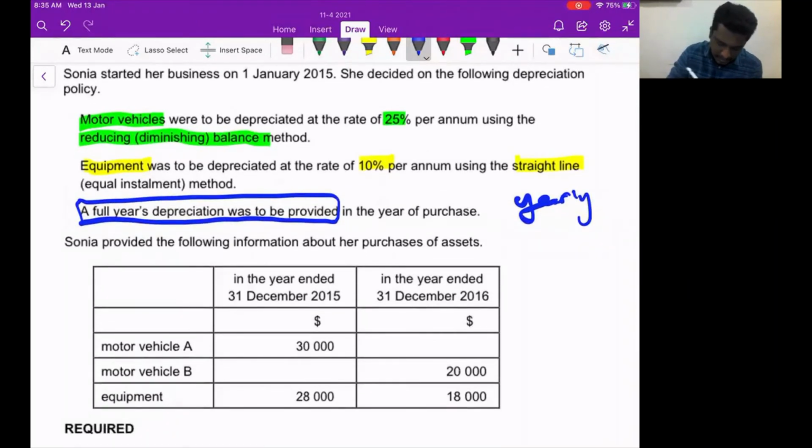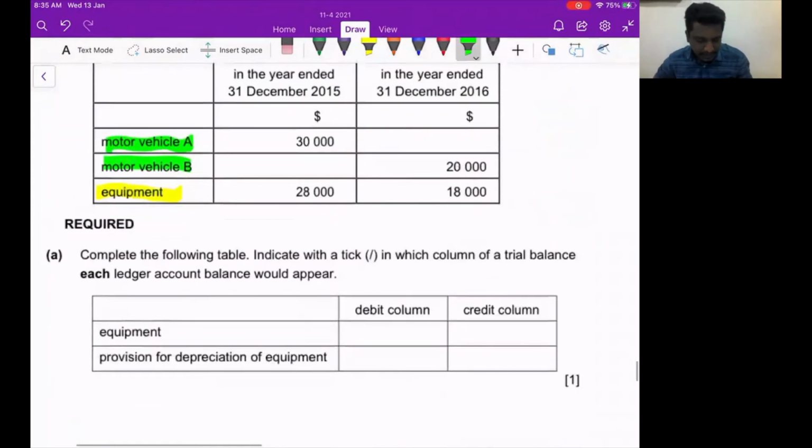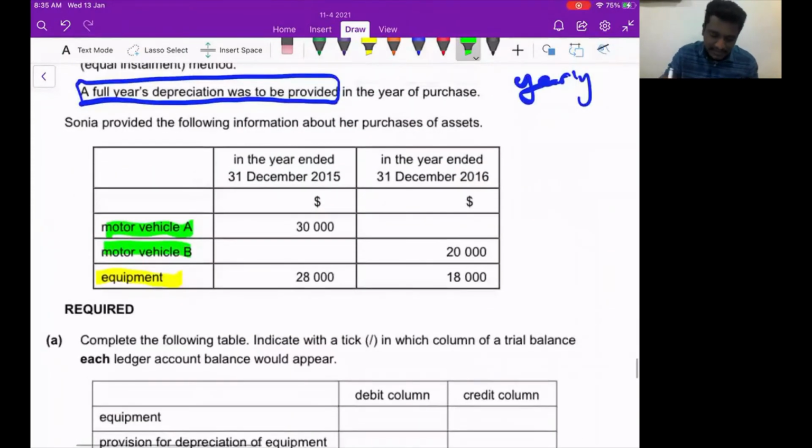So, wait, we have equipment, and we have motor vehicle A and motor vehicle B. What did the question ask me? Required. We see the table. Sonia provides the following information about her purchase of the asset. It means in 2015, she bought a 30,000 motor vehicle A, and also she bought equipment of 28,000. In the year 2016, she bought motor vehicle B and also another equipment of 18,000.